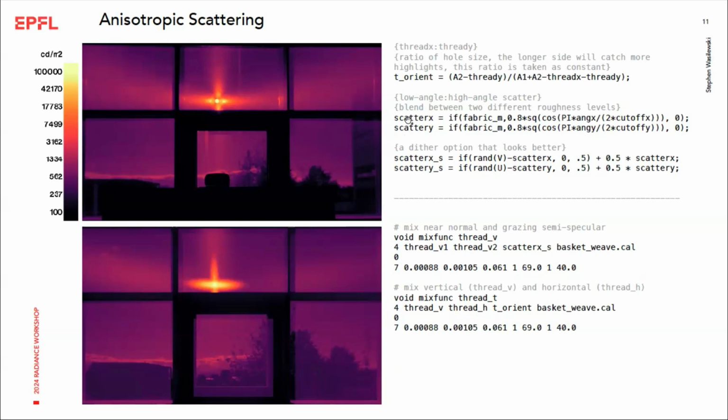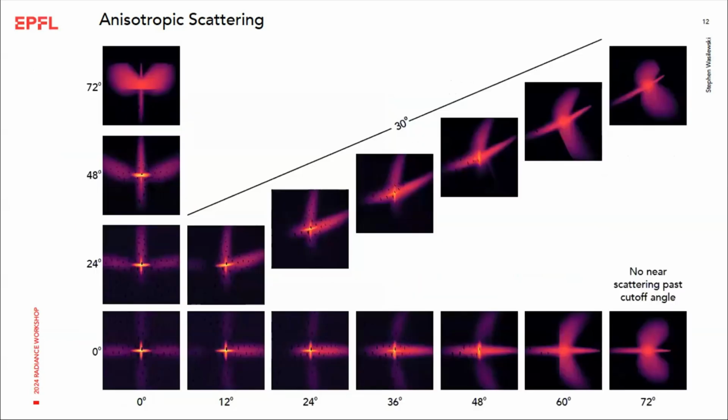And then we can mix between the low angle scattering and the high angle scattering, depending on where we are. Now, this has another limitation because we're only ever looking at the, well, I'll show that in a couple slides. So we can mix the near normal and far with this mix func, and then we can mix between the vertical and horizontal with this mix func. And so you can see as the angle of incidence changes, that ratio between the near scattering and far scattering also shifts.